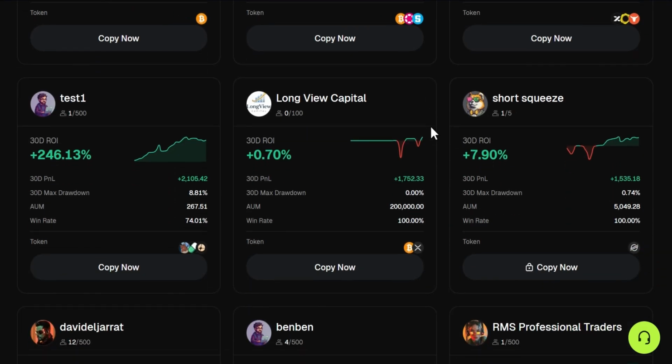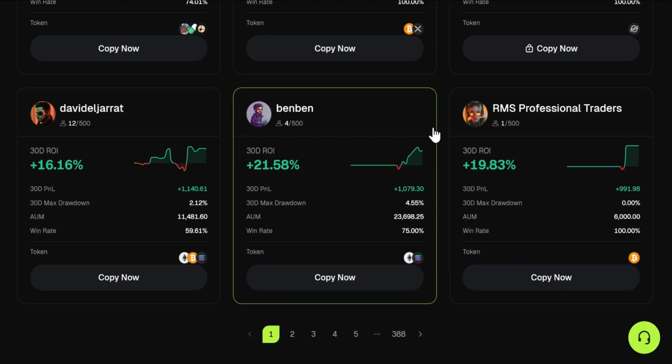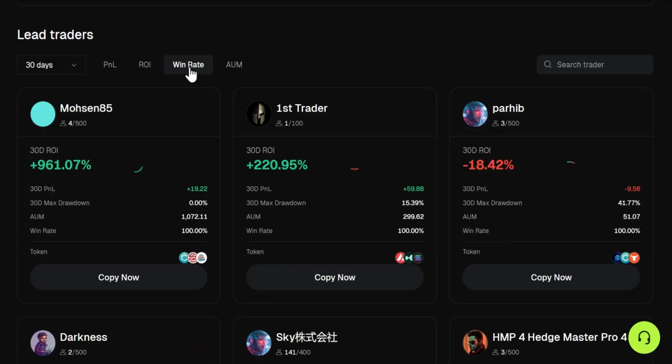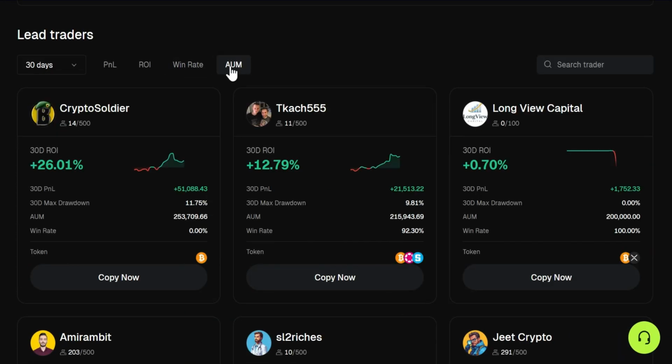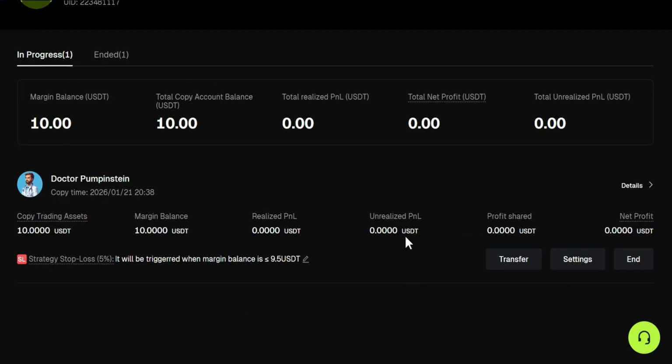Alright, so that's the full breakdown of copy trading on Bitunix. Copy trading is a great way to get into crypto without being a chart expert, but this is definitely not passive income. You need to monitor your traders, manage your risk, and never invest more than you can afford to lose.